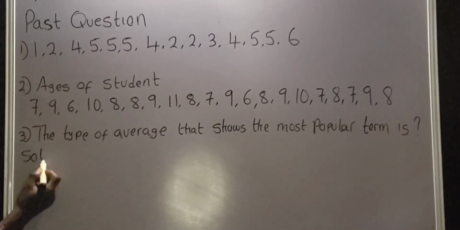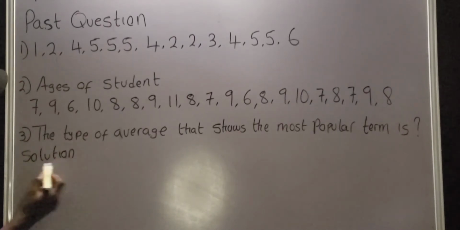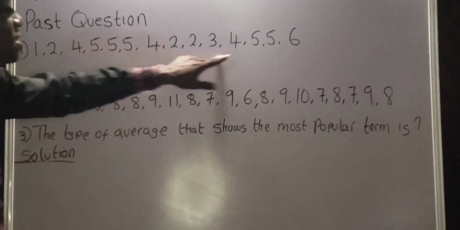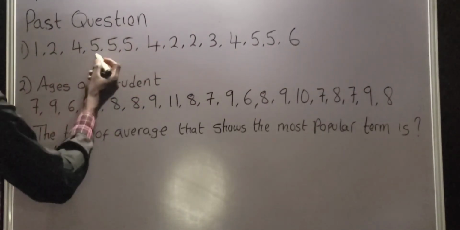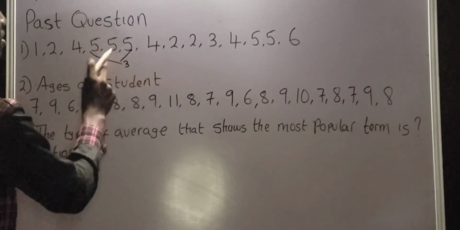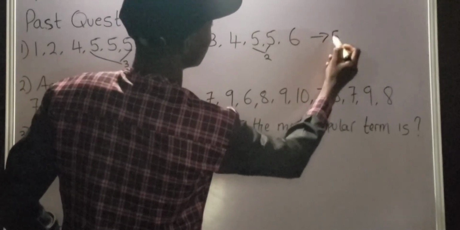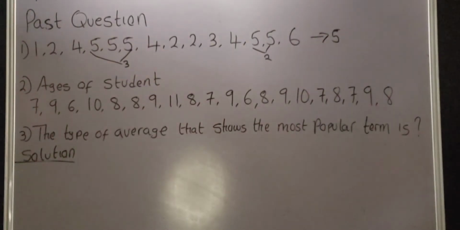Solution. Don't forget that mode is the most occurring number among our data set. Are you getting what I'm saying? So if you look at this data set, you can see that 5 is the most occurring number. We have three 5s here, and we have two 5s here. So the mode of this data is what? 5.